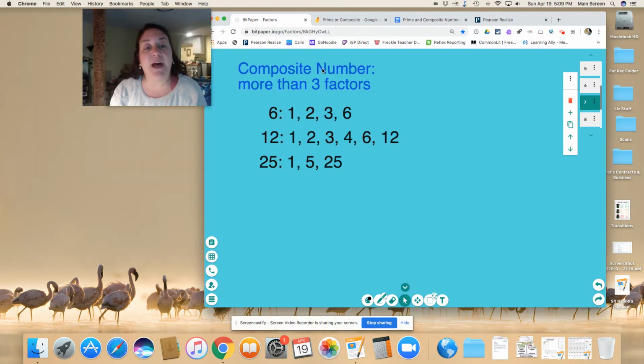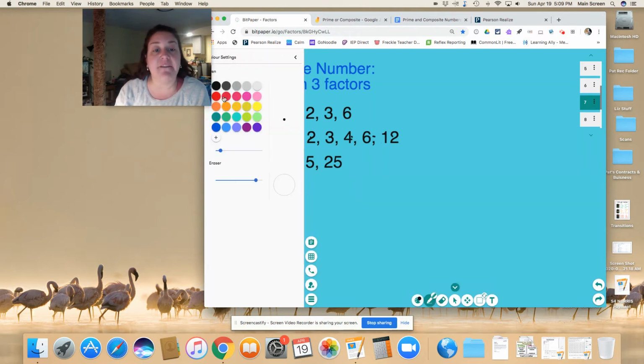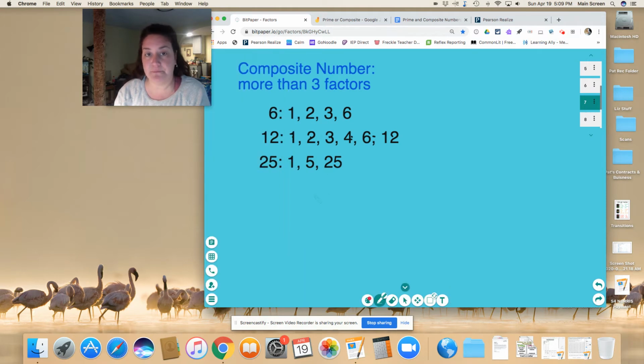Okay, so composite numbers have more than 3 factors. Looking at 6, it has 1, 2, 3, 4 factors. Looking at 12, it has 1, 2, 3, 4, 5, 6 factors. Looking at 25, it has 3 factors: 1, 2, 3. Okay, so all numbers that have more than 3 factors are considered composite numbers. Composite.